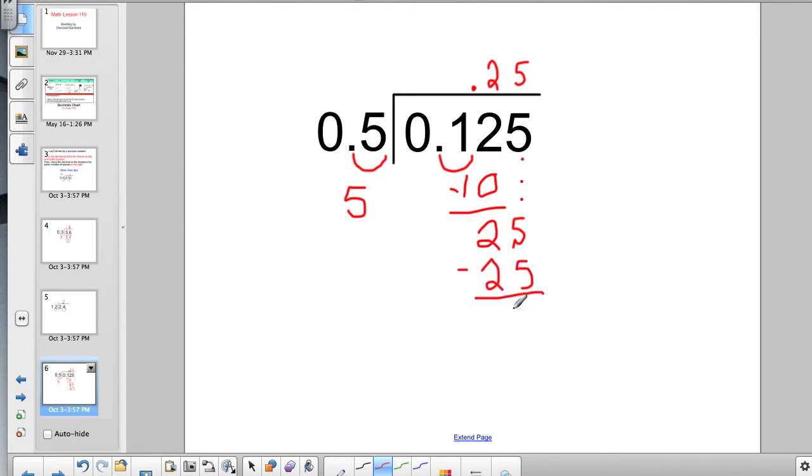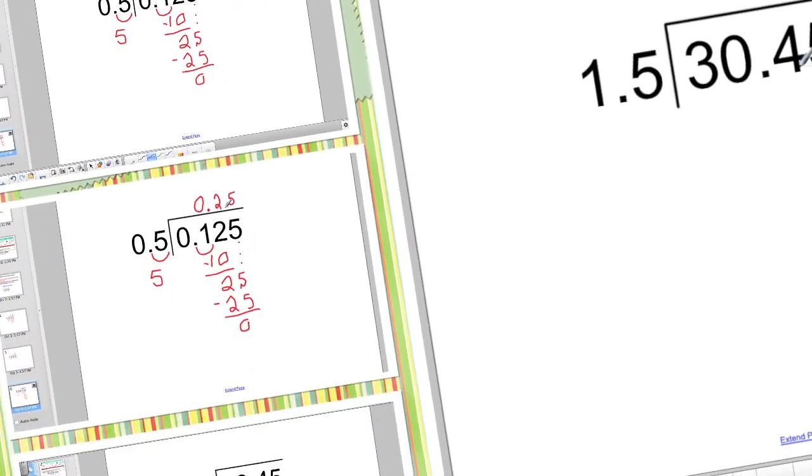So for the final answer this time, I do need my decimal point, right? I'm not going to erase them. It is 25 hundredths. So it probably wouldn't hurt to put a 0 right on top of that 1, right? That's how to write 25 hundredths.